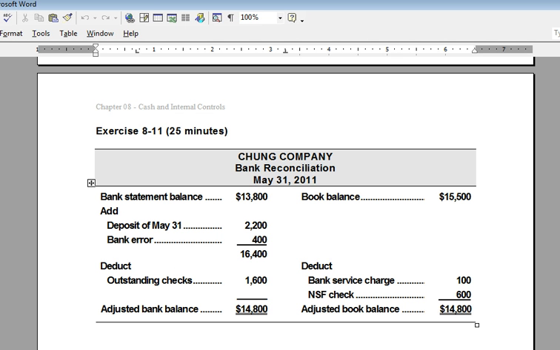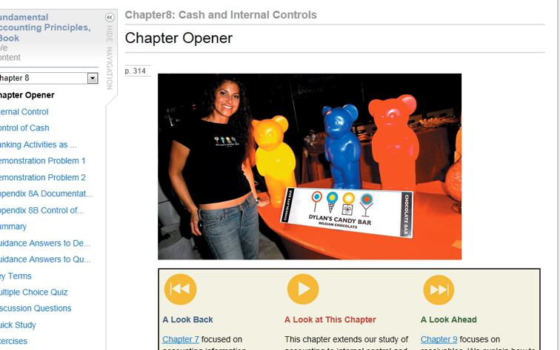And here is the solution to exercise 8-11, showing that we started out with our bank statement balance. We've adjusted for a deposit in transit, a bank error, an outstanding check, and then we've done our adjusting entries to our book balances by doing a $100 error, the service charge, I should say, and an insufficient check. So we have a reconciled bank statement to books and records of 14.8.